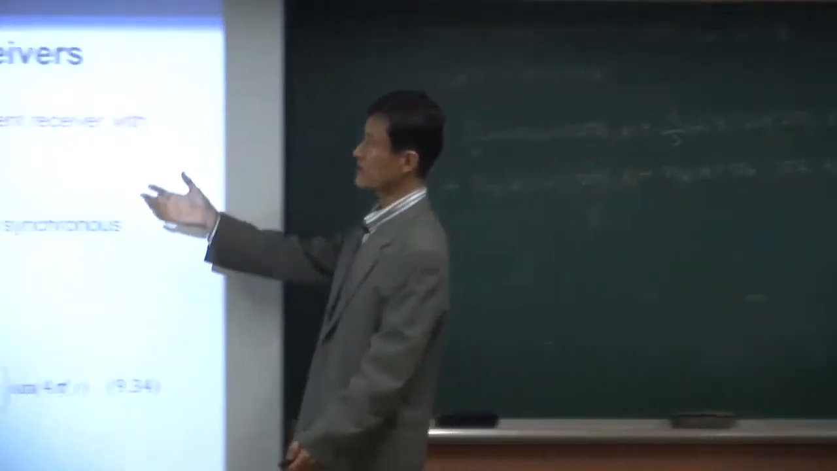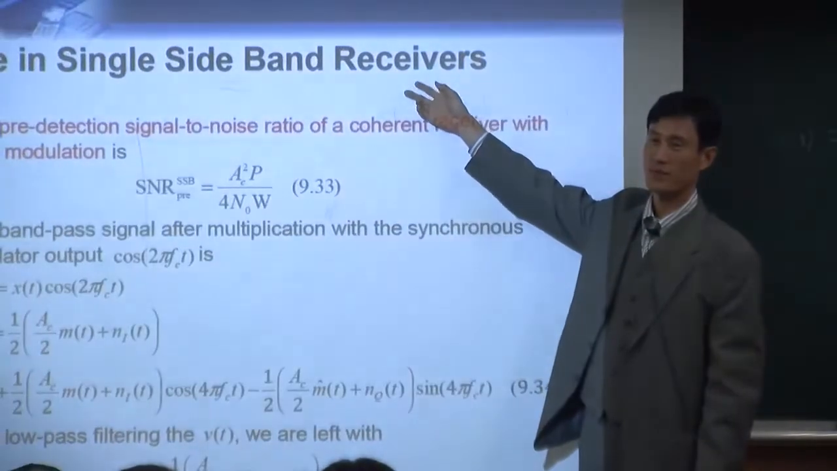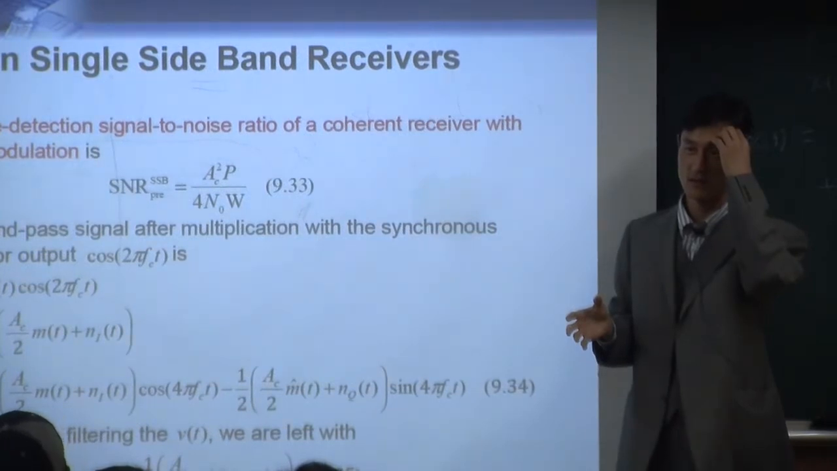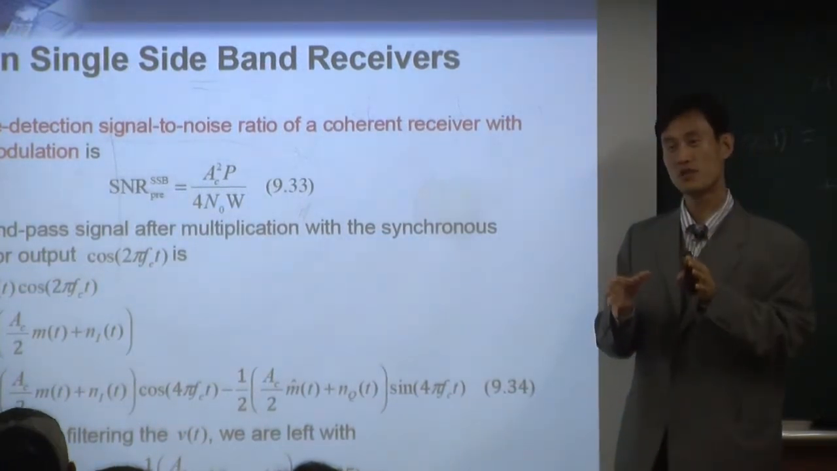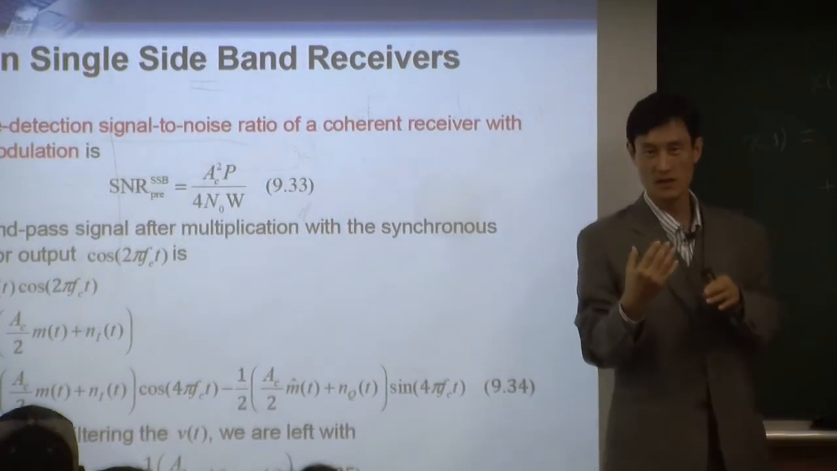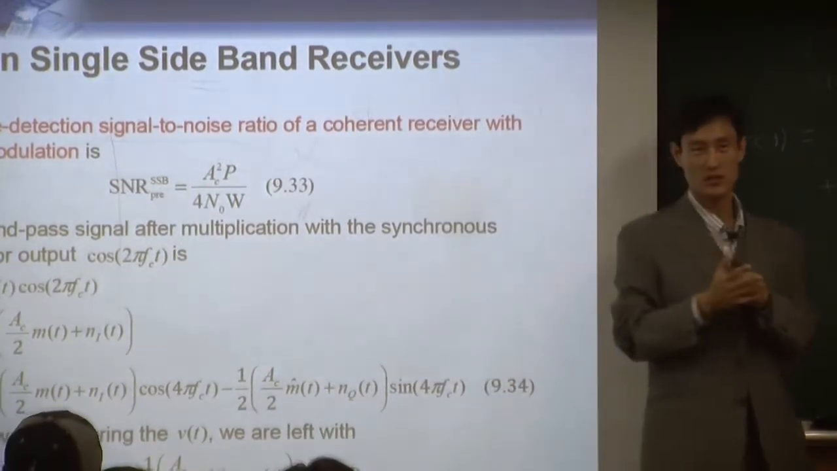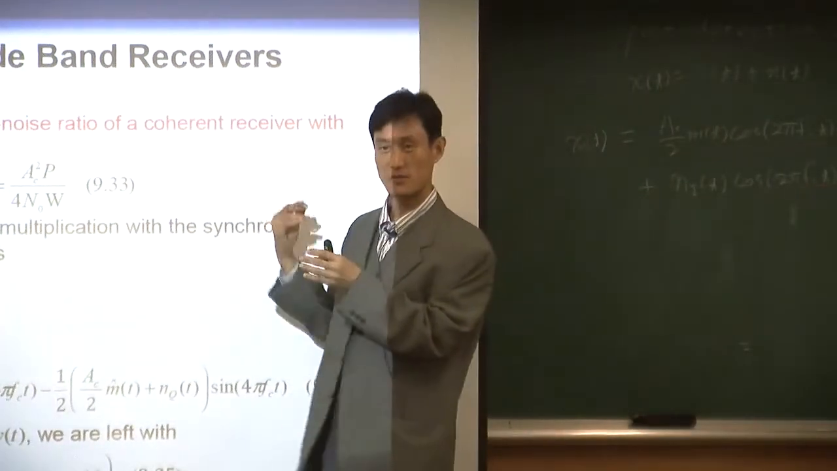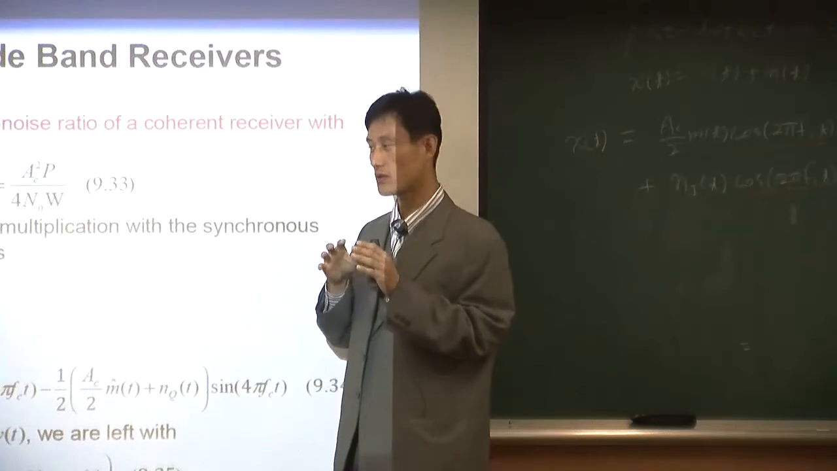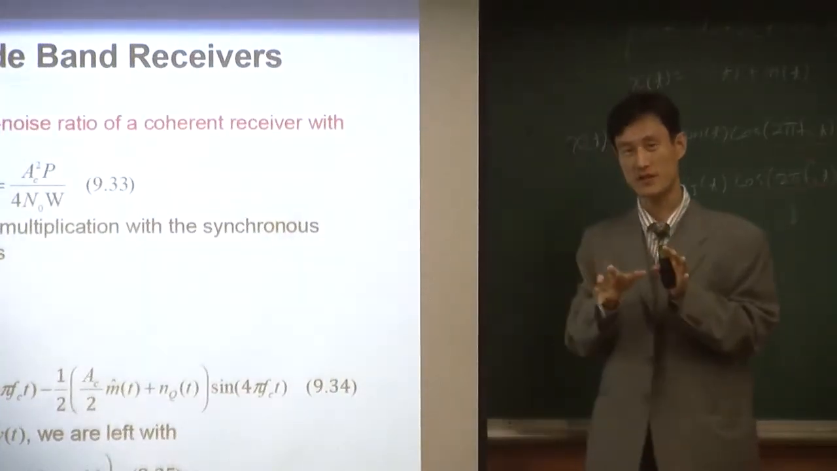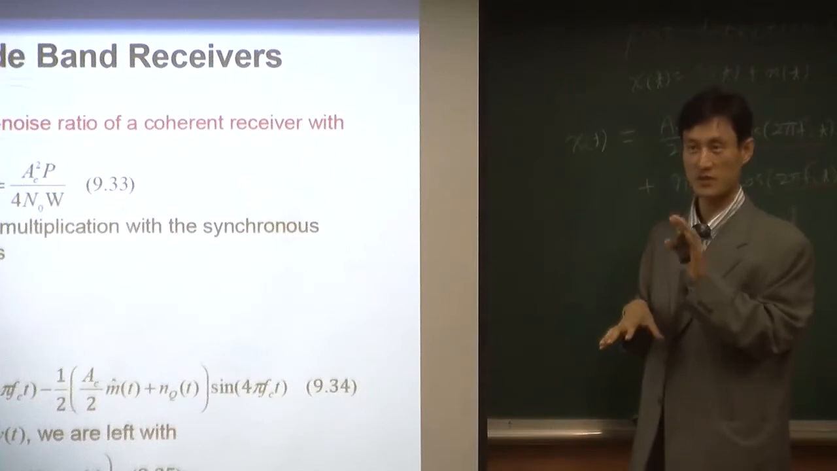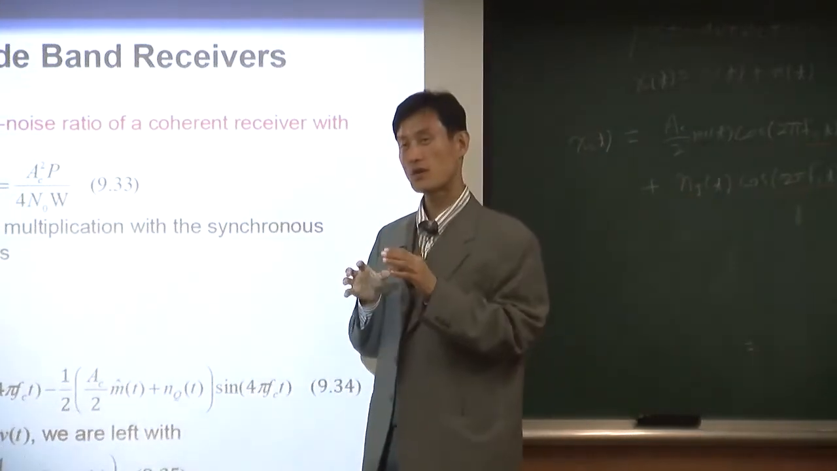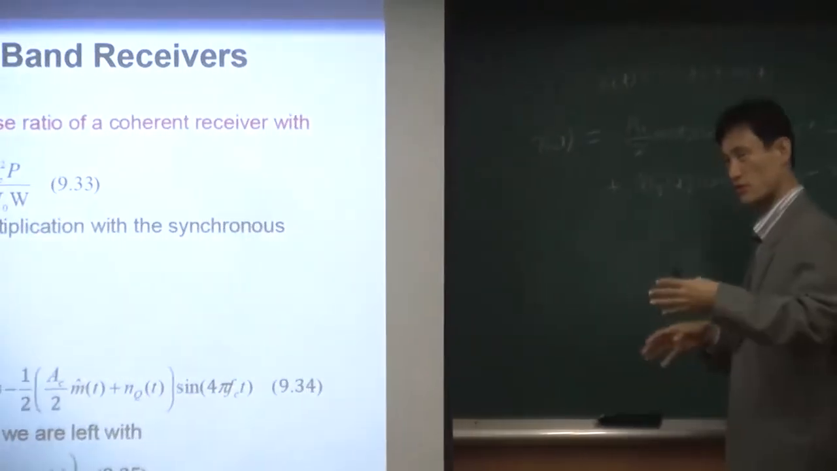What is a single sideband receiver? What is the demodulator you use for single sideband? You're going to use the same receiver as for the double sideband. Remember that? Single sideband is not special. You use the same receiver for the double sideband. And we use a coherent detector or Costas receiver for double sideband. So you're going to use the same receiver. Okay. So let's use a coherent detector.